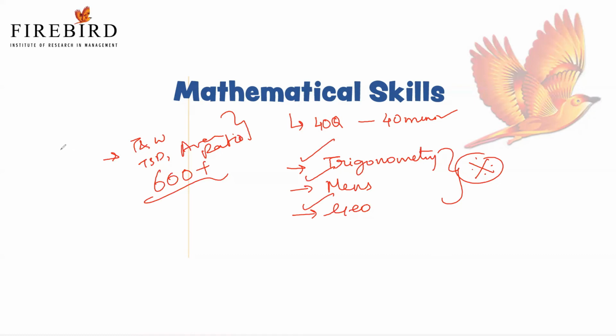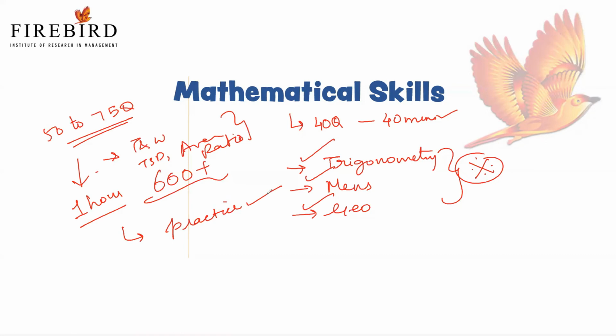So practice daily 50 to 75 questions. Just spend 1 hour daily on the mathematical part. Only your practice will make you score high in the mathematical skills section. So conceptual clarity and also practice is the only way to score 35 marks.